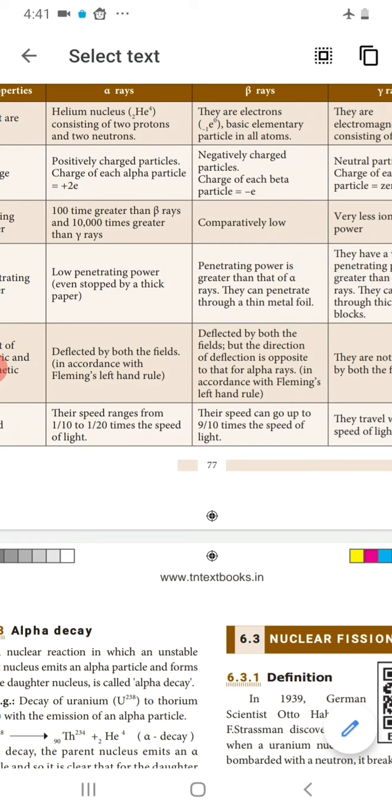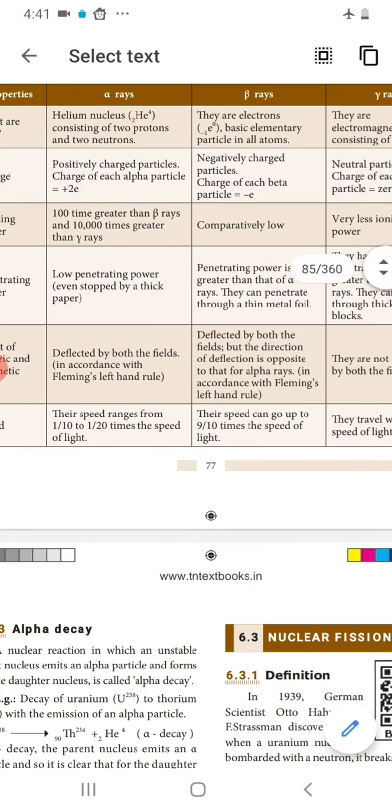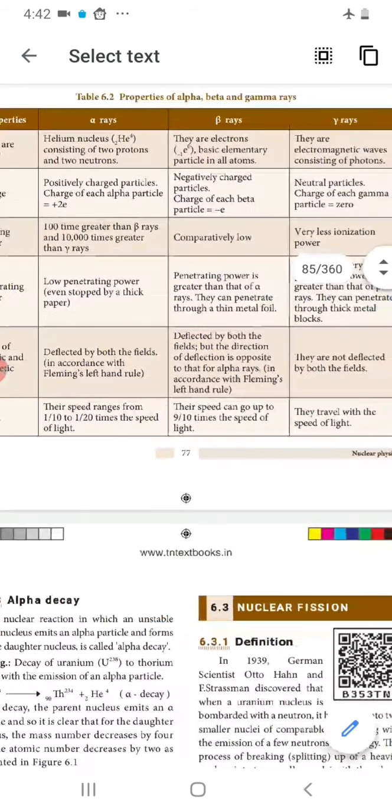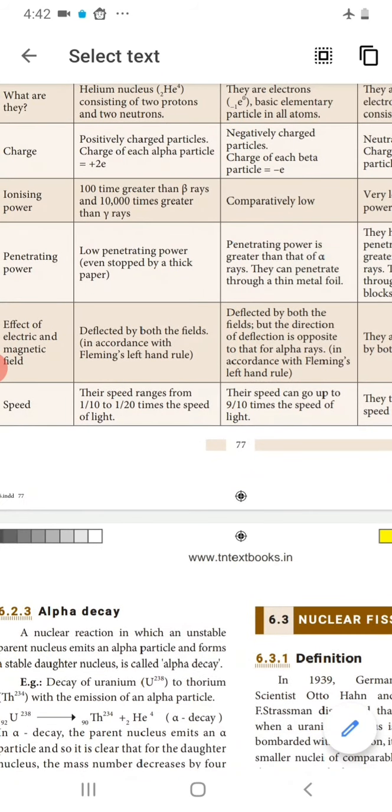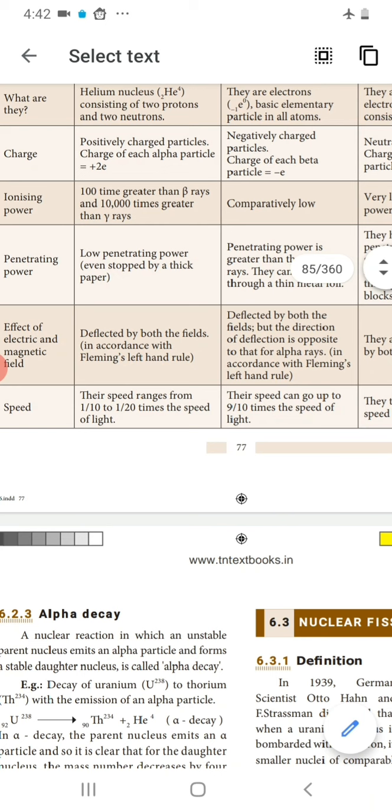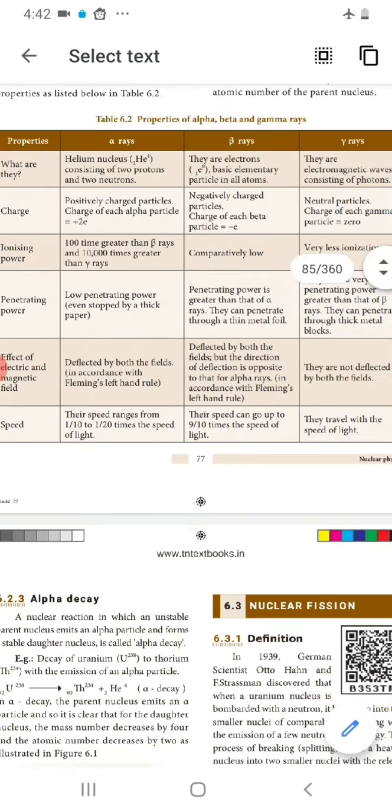Alpha rays are positively charged particles, with charge plus 2e. Beta rays are negatively charged particles, with charge minus e. Gamma rays are neutral charge particles. Neutral means zero charge. Understood? So alpha rays are positively charged, plus 2e. Beta rays are negatively charged, minus e. Gamma rays are neutral, charge 0.